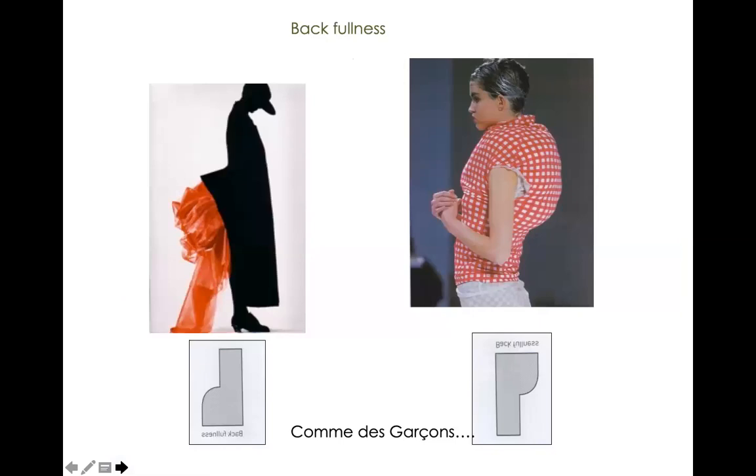And back fullness doesn't only have to be for evening wear. Here's a very eccentric Comme des Garçons silhouette of a coat that has a whole lot of back fullness coming out below the hips. And on the right, this is from the same series of the tube dress that I showed you earlier, is Comme des Garçons, where the back fullness is actually on the top of the bodice. Now, why anyone would want to amplify the roundness of their back is something I don't quite understand. And it's not something that has ever happened in commercial fashion, because it's sort of the antithesis of what we think of as beauty. So this girl has a very flat chest, and all of the volume is in her back.